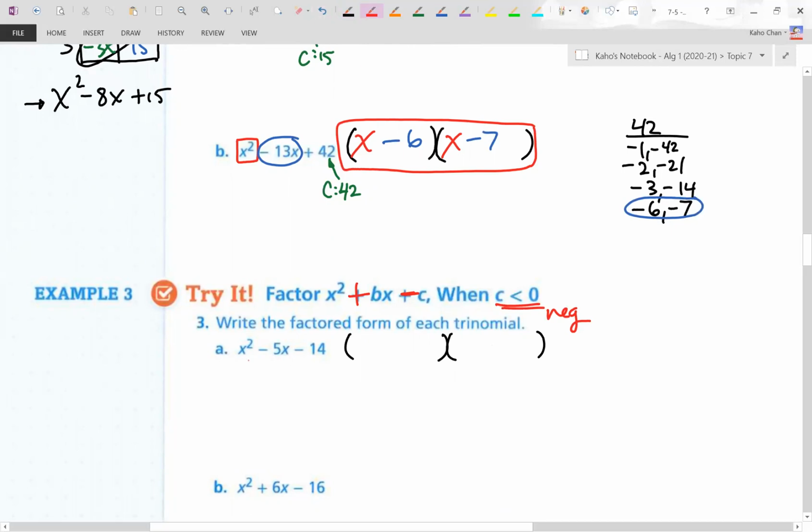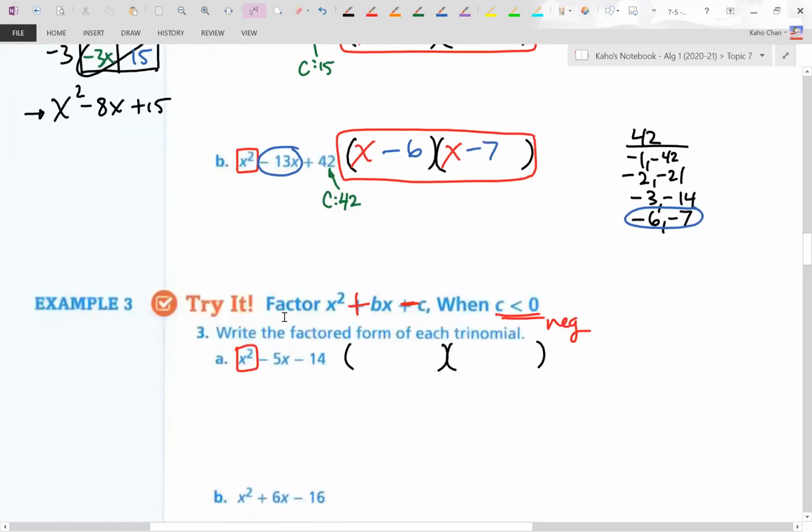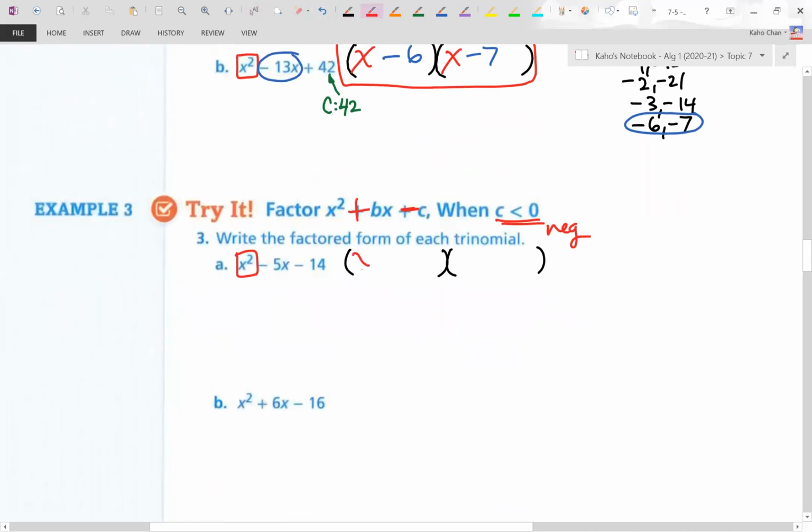Back to A again. A is 1, so that's easy. There's only one way to get x squared, of course. That's x times x. Negative 14, oh, I need one positive, one negative. Let's list all the possibilities there. And our target, of course, is negative 15. That's what we're trying to add up the factors to be equal to.